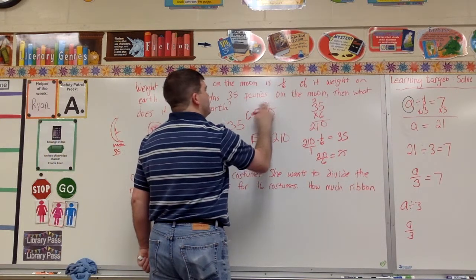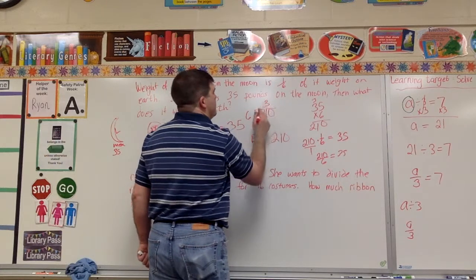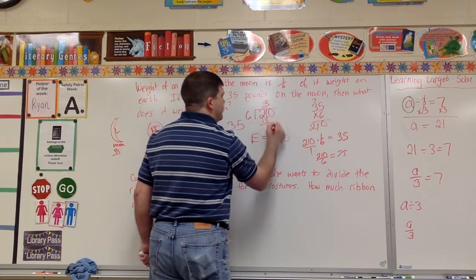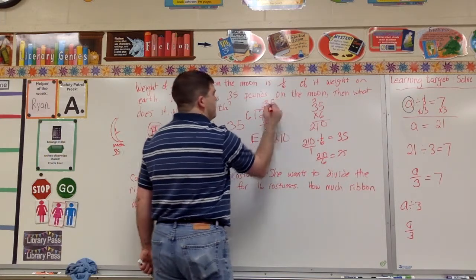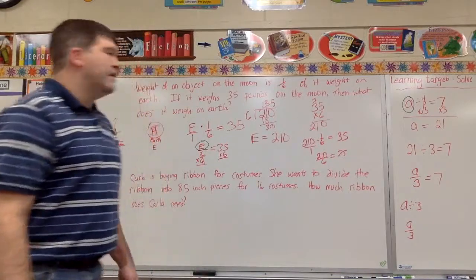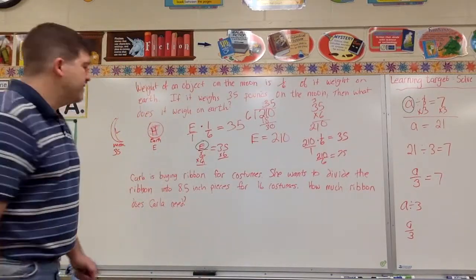No, not 7 times. 3 times. 3 times 6 is 18. And then that becomes 3, bring it down by 0. 6 goes into 35 times, and it is 35. So it is accurate. Okay.